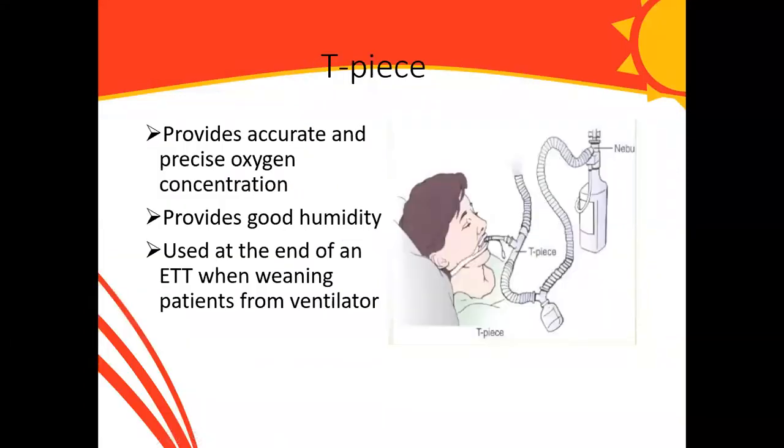The venturi mask is a form of high performance oxygen delivery device. It gives you accurate and precise oxygen concentration. It's used for weaning patients off the ventilator. It has provision for nebulization and humidification. And it's a very common device for weaning patients off the ventilator.